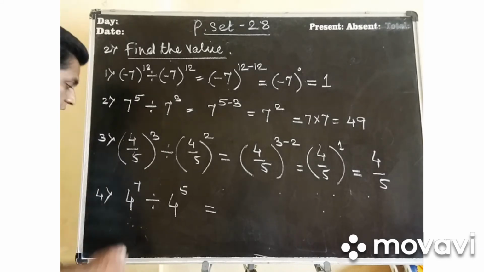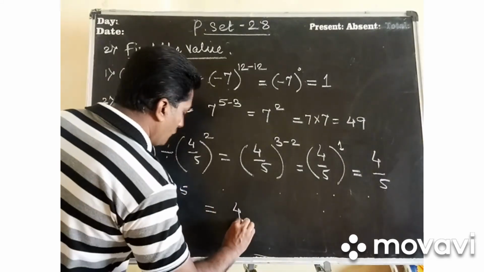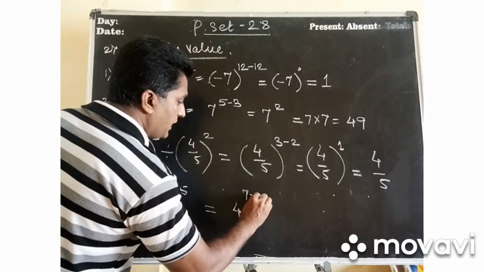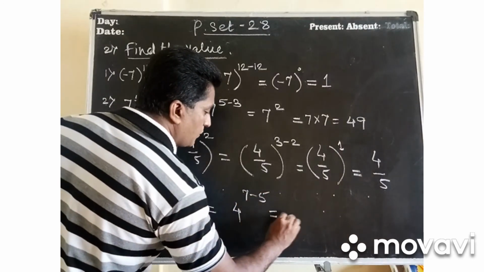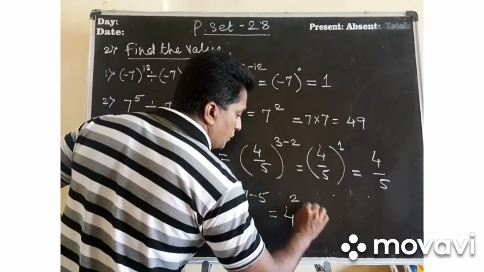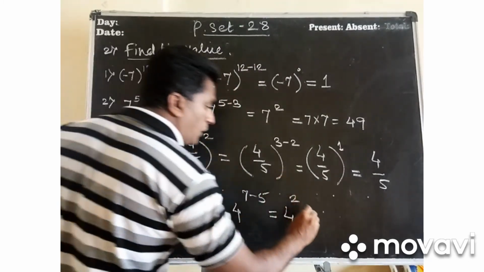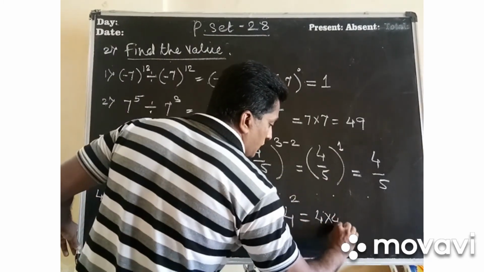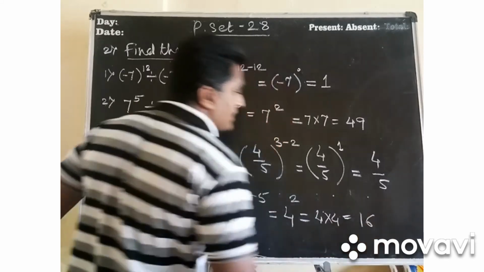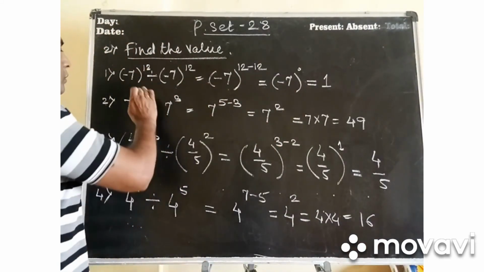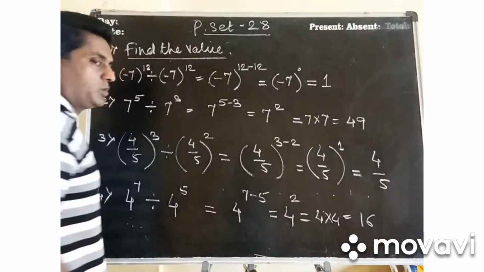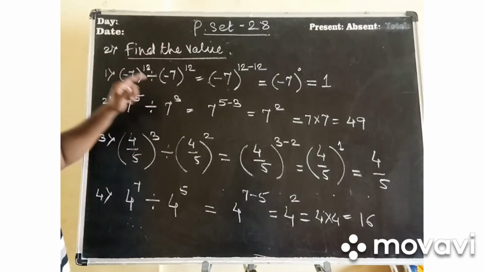Here let us see 4 and 4. 4 is there, 7 is there, minus 5 is there, is equal to 4 raised to 2. Now 4 raised to 2 means what? 4 into 4, square of 4, and the answer is 16. So this is the method which we have to utilize for solving this practice set 28 question number 2.